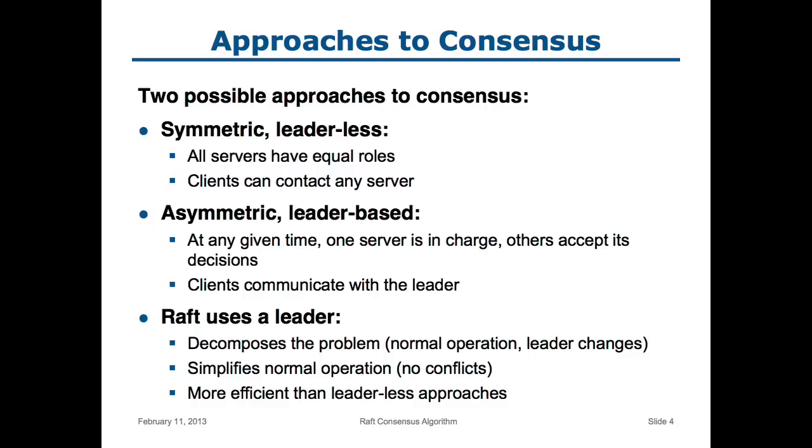This decomposes the problem of the consensus algorithm into two different things. One is the normal operation when there's a leader that's properly running. And the second part is what you do when the leader crashes or you have to elect a new leader. This approach has the advantage that it makes the normal operation very simple. You don't have to worry about different leaders conflicting with each other or trying to do things at the same time. There's one person in charge and they can do exactly what they want.